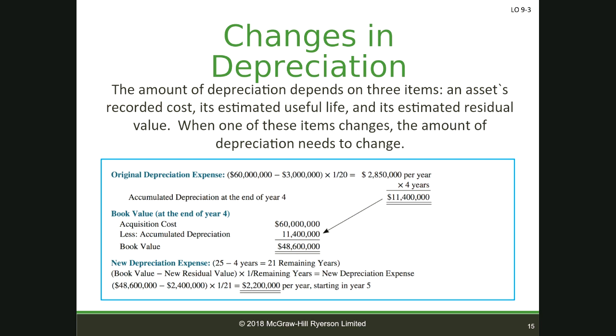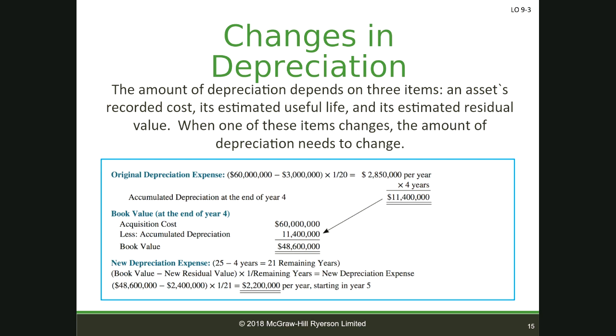$48,600,000. Now, when we get to the end of year 4, we realize this asset is going to last more than 20 years. In fact, it's going to last 25 years. So if the asset at the end of year 4 is going to last a total of 25 years, and we used up 4 years already, that means there's 21 more years to go.